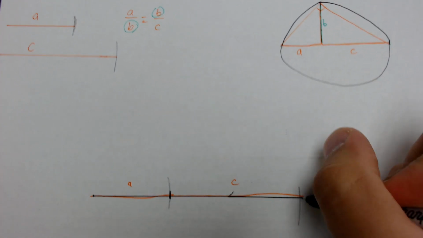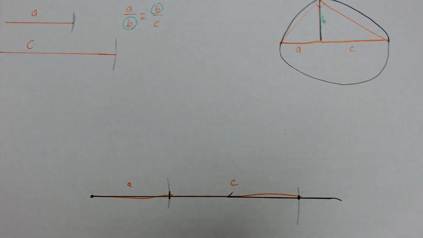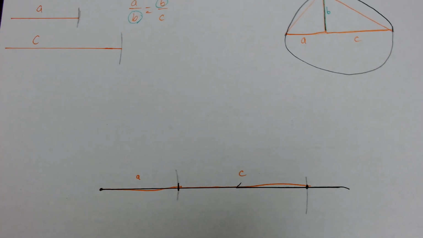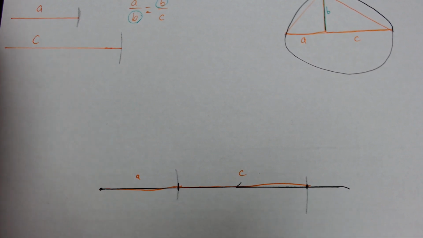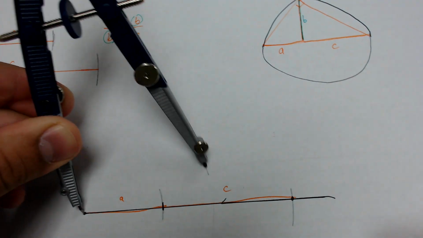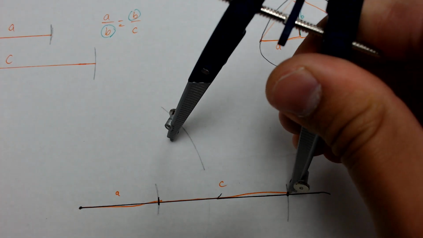So now, once I've got the endpoints of A and C, I need to create a circle, right? So I can get that right angle in there. The way I'm going to do that is I'm going to mark the center of the circle. So if this is my diameter, I have to bisect this line to get the center. So let's just go ahead and do our line bisector. So I do an arc below, arc above, go to the other end, arc above, arc below.